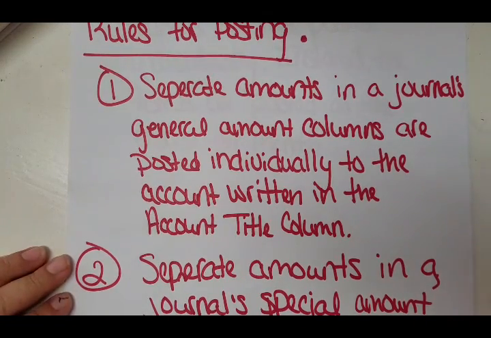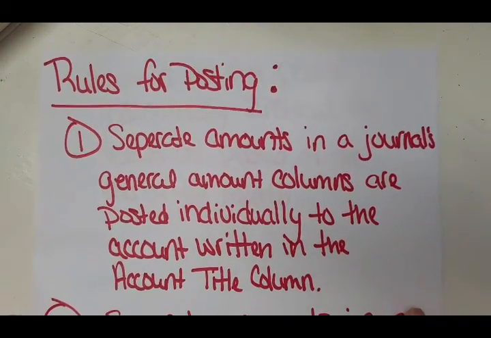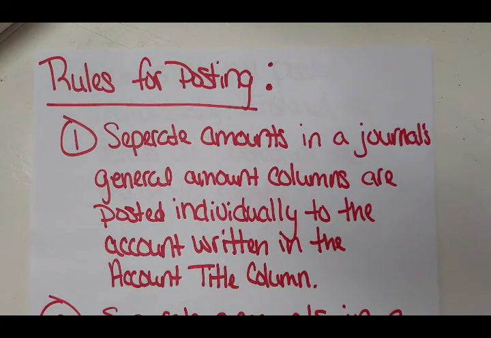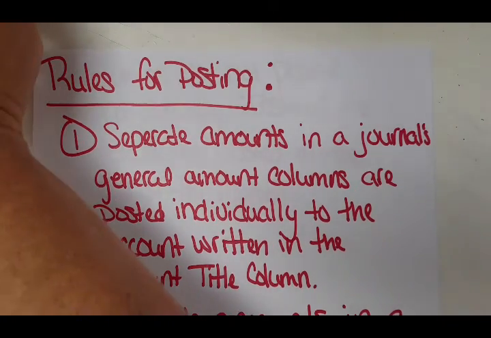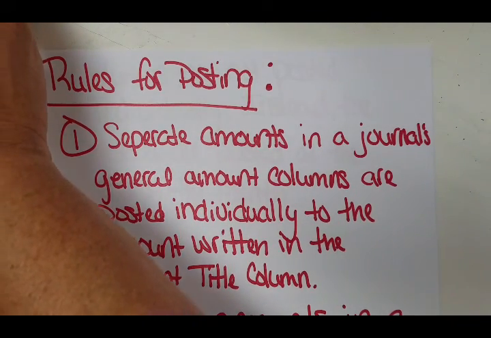There are a couple rules for posting. The first rule is that separate amounts in the journal's general amount columns are posted individually to the account written in the account title column. Okay, that is a lot of words, but that is the first rule. So basically what that is saying to you, let me see if I can find a picture. Okay, here we go.